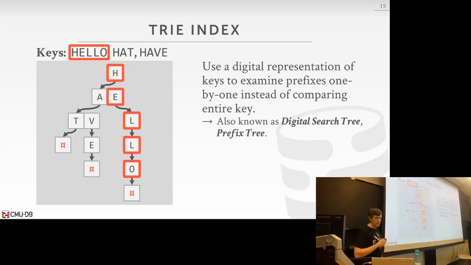Yes? For the E, don't you have to iterate across that entire block? Your question is, for the E here, do I have to iterate across the entire block? If you have a bazillion, a really wide block there, you have to figure out which one you want to go down. So the statement is, if this thing is super wide, does that mean I have to scan across the entire thing?